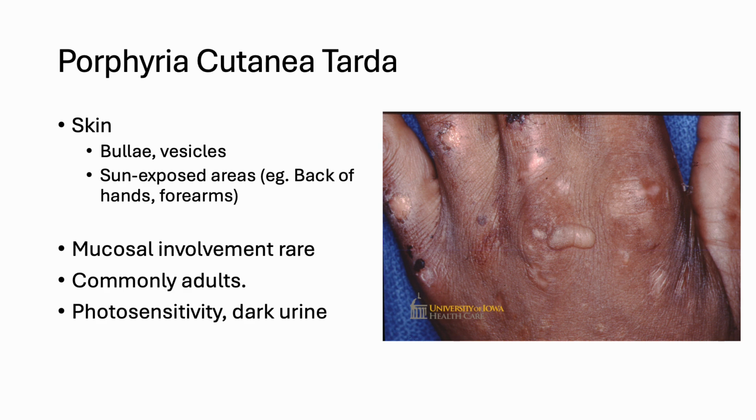Next entity is the porphyria cutanea tarda, or the PCT. The skin usually presents as multiple bullae and vesicles, and the common location is the sun-exposed area, such as the back of the hands and the forearms, as the picture shows here. You can see those blistering disorders. The mucosal involvement is rare. I think some of the reason is that there is no solar damage to the mucosa. The commonly affected individuals are in their adulthood. Photosensitivity is one of the features of the disorder, and the patient may present with dark urine.